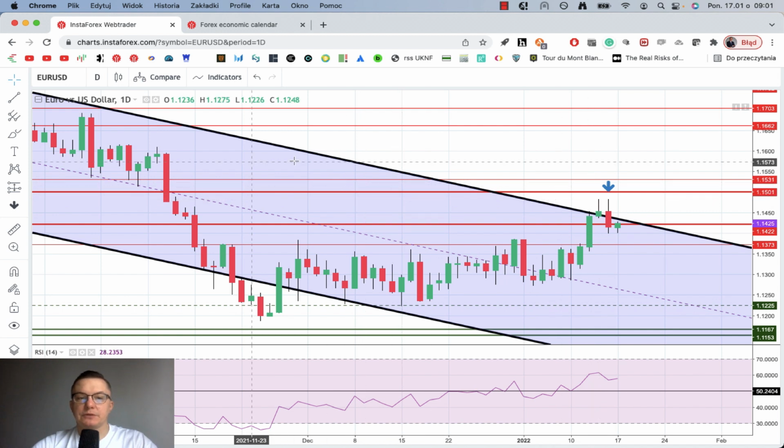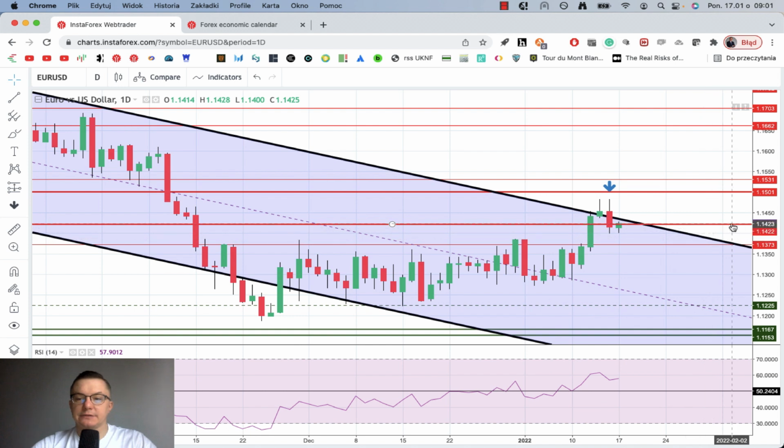This is a multi-month channel. It is not that easy apparently. Even if we break above this technical resistance, 1.1425, of course it will act as a technical support, but it will be weak support anyway.